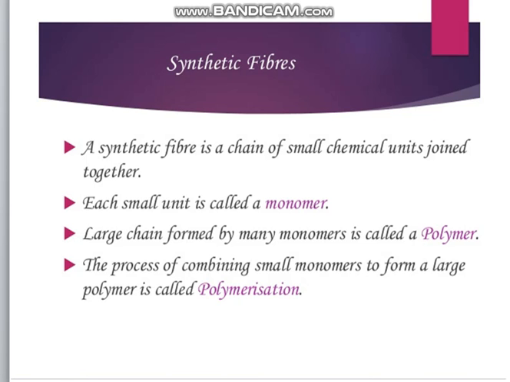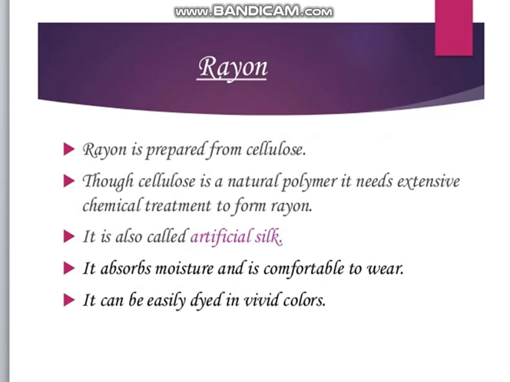So in this chapter, basically we have to discuss various types of synthetic fibers, their uses, and their properties. So we will study all of them one by one. We'll start with the first synthetic fiber, that is rayon. Rayon was the first synthetic fiber to be invented, at the end of the 19th century. So this is the first synthetic fiber.